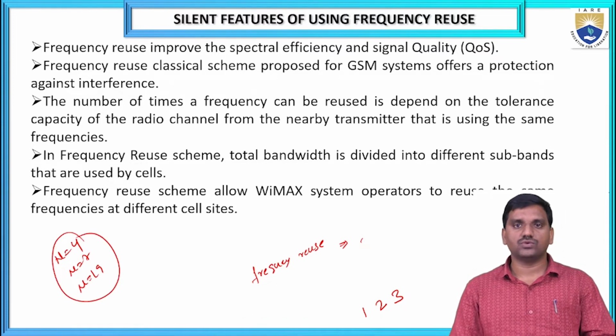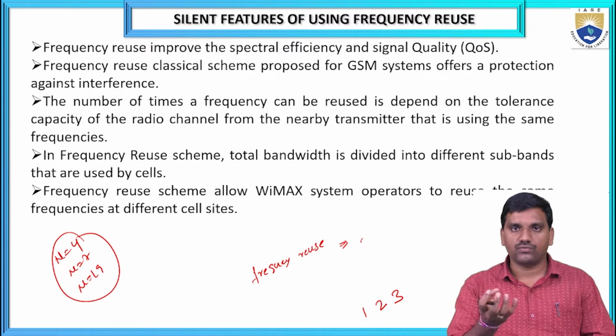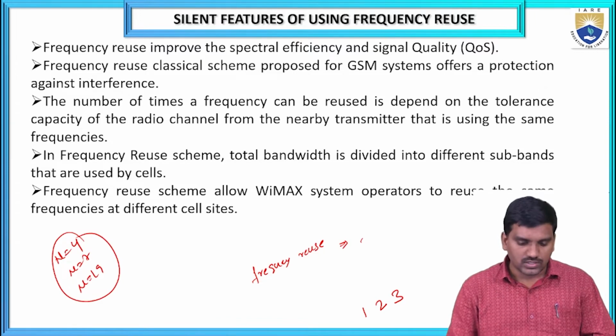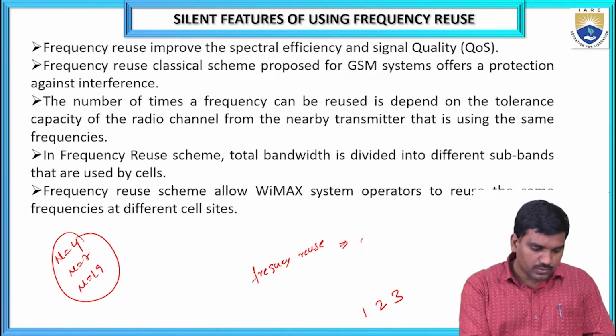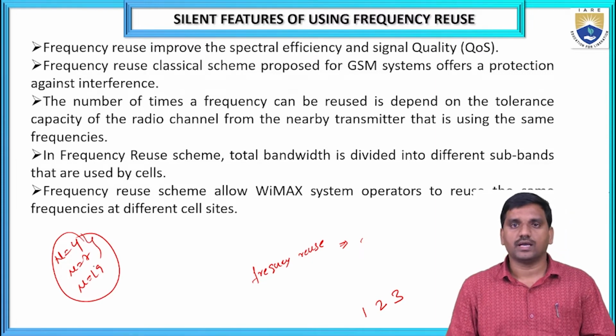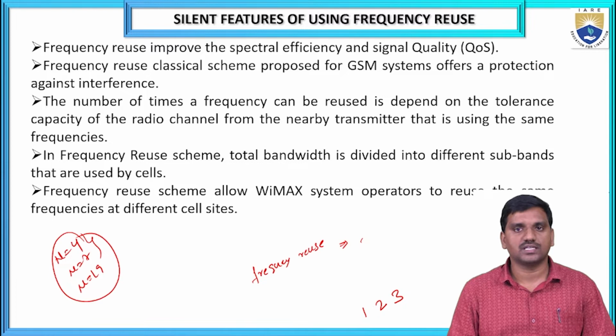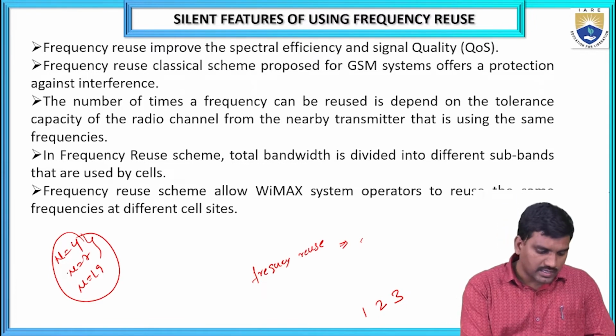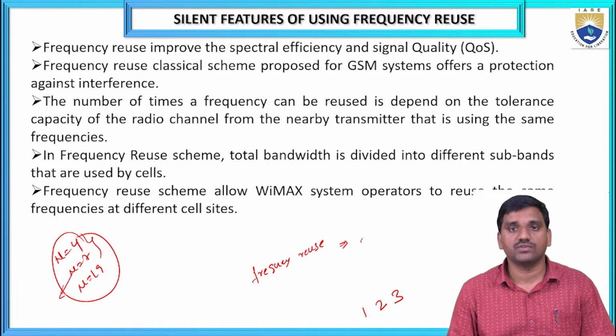For N equal to 4, only 4 cells are included in the cluster. For N equal to 7, 7 cells are included in the cluster. For N equal to 19, 19 cells are included in the cluster. So this is an example. Among these three, only 4 and 7 are suitable to design the cellular system. In between them, N equal to 7 is the most suitable.